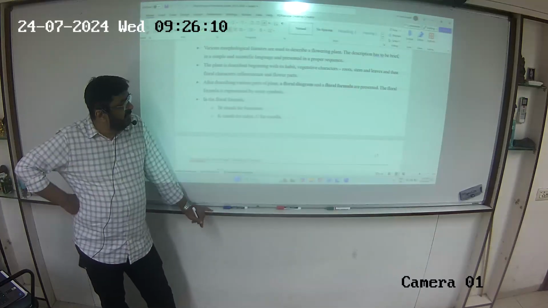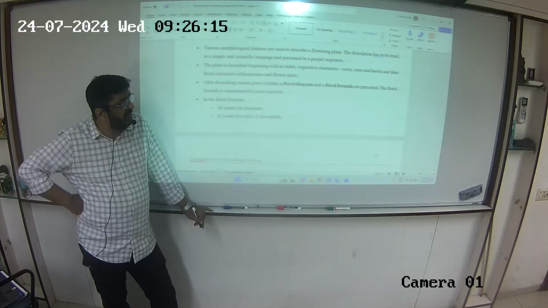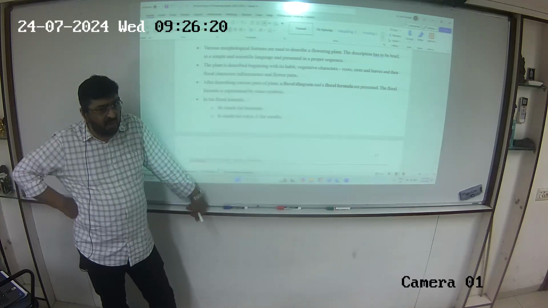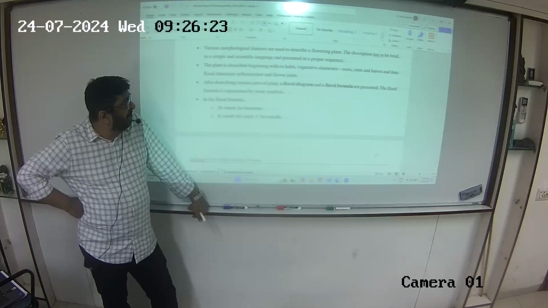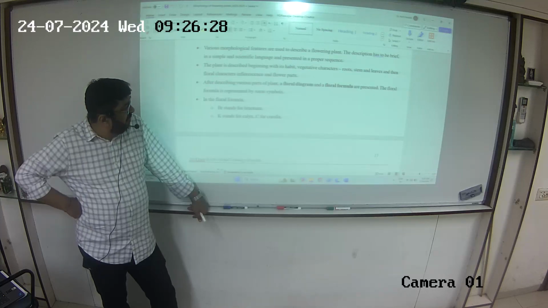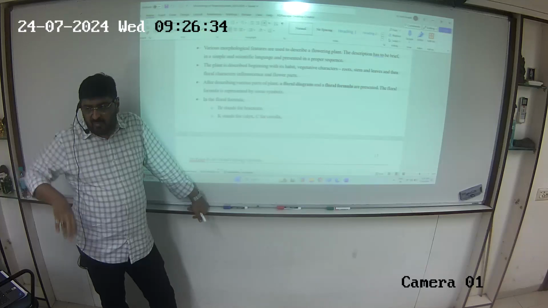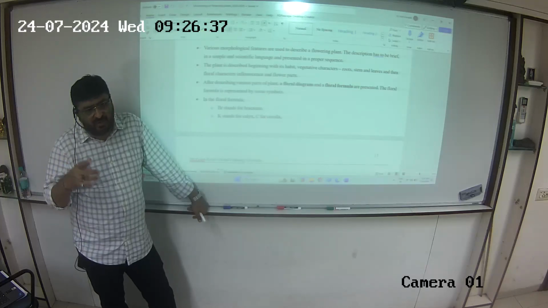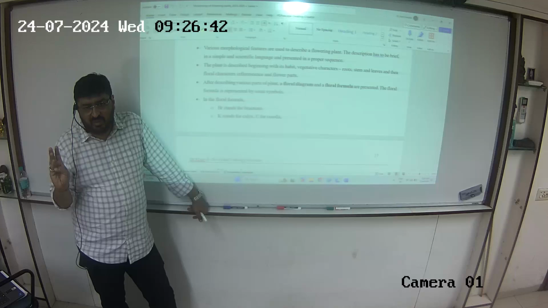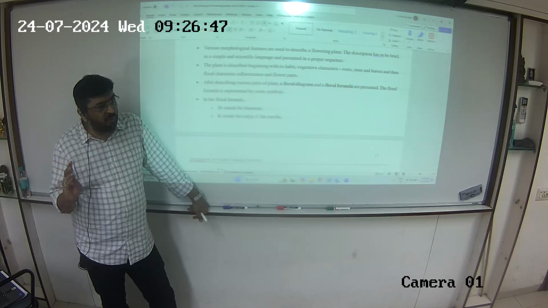After describing the various parts, a floral diagram and a floral formula is presented, which we have just seen for Brassicaceae. The floral formula is represented by some symbols. Now symbols we've already done. We already established all the symbols during the structure of the flower. Right? We do know the symbols for symmetry, actinomorphic and zygomorphic. Okay? We know symbols for the floral whorls also.